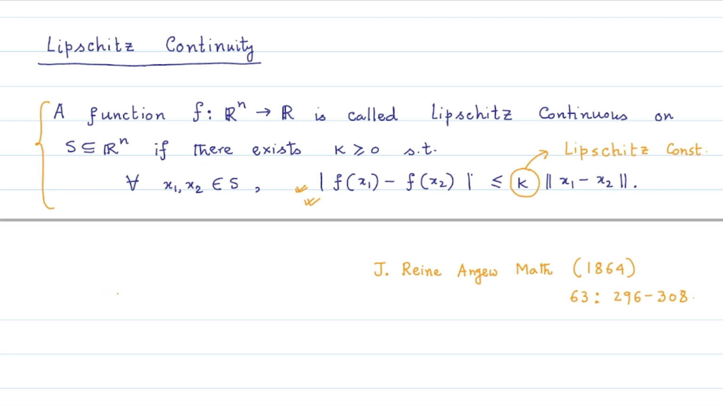Because for a given epsilon greater than 0, we take delta to be epsilon divided by this constant K, for which we realize that any pair of points x1, x2 with norm of x1 minus x2 less than delta will imply that modulus of f(x1) minus f(x2) is less than epsilon, and hence any Lipschitz continuous function is uniformly continuous. Now let us try to figure out a geometrical interpretation of Lipschitz continuity.